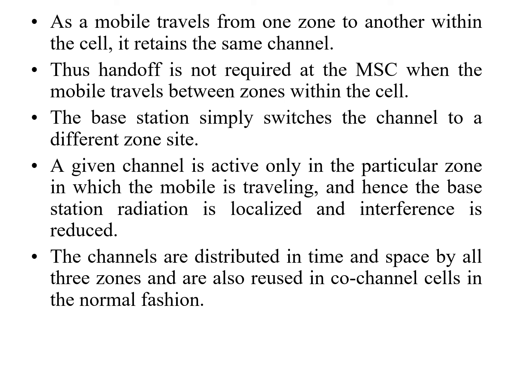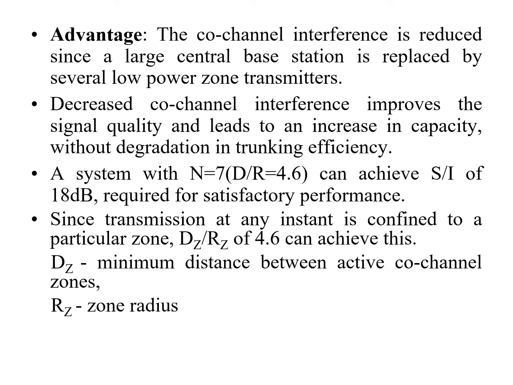A given channel is active only in the particular zone in which the mobile is traveling, and hence the base station radiation is localized and interference is reduced. The channels are distributed in time and space by all 3 zones and are also reused in co-channel cells in the normal fashion. Advantage: the co-channel interference is reduced since a large central base station is replaced by several low power zone transmitters. Decreased co-channel interference improves the signal quality and leads to an increase in capacity without degradation in trunking efficiency.